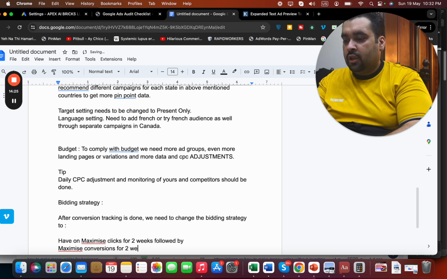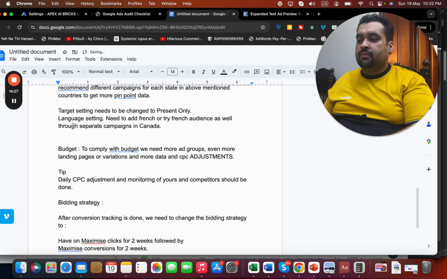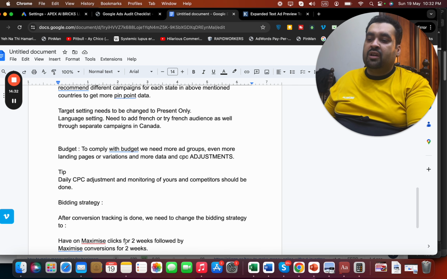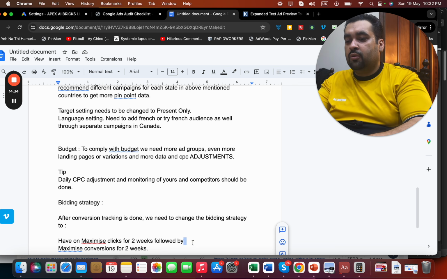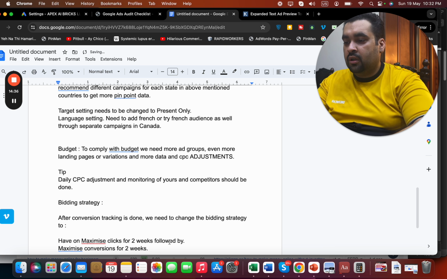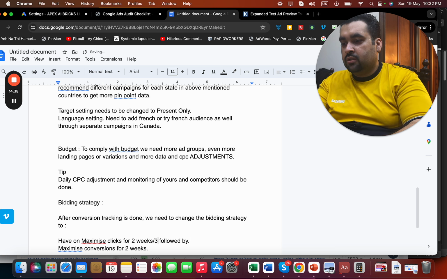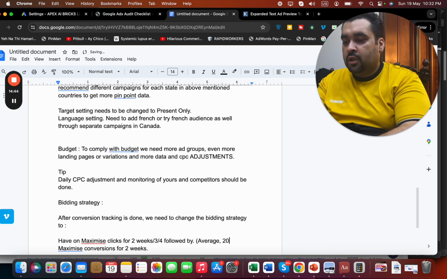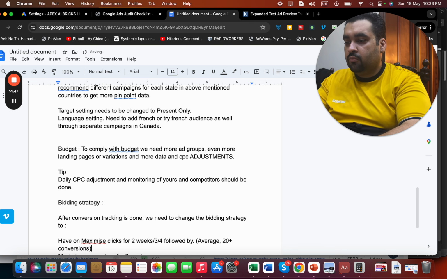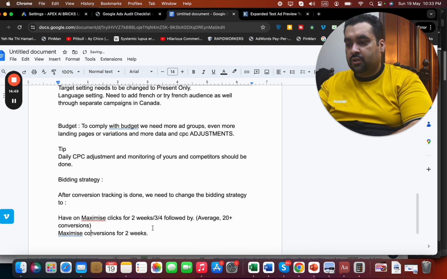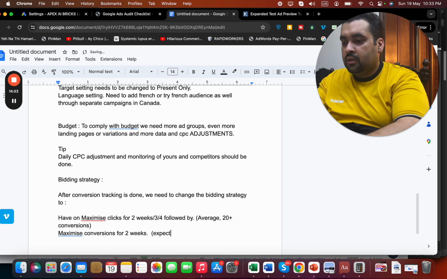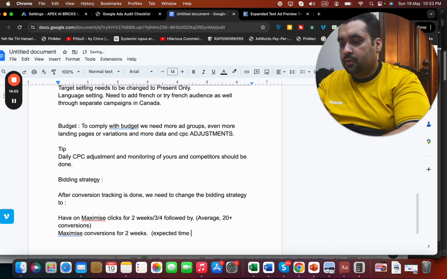For 2 weeks. Now you need to understand, to run maximize conversions we need to get some conversions. If we do not get some conversions on maximize clicks in 2 weeks, then we may need to optimize it, or we may need to extend it to 3 or 4 weeks. On average we need to have 20 plus conversions before we move to maximize conversions. So 2 weeks is just an expected figure. This may vary.